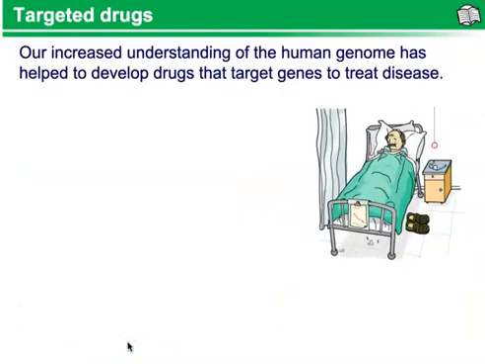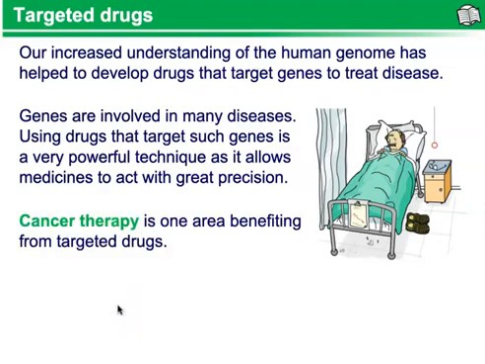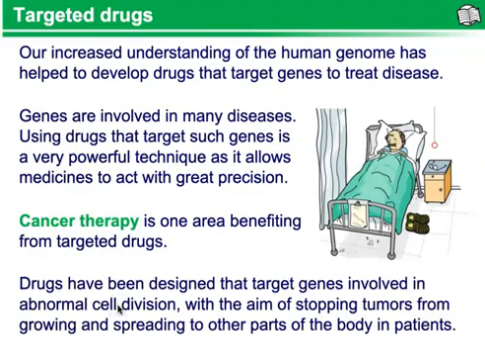Targeted drugs. Our increased understanding of the human genome has helped to develop drugs that target genes to treat disease. Genes are involved in many diseases. Using drugs that target such genes is a very powerful technique as it allows medicines to act with great precision. Cancer therapy is one area benefiting from targeted drugs. Drugs have been designed that target genes involved in abnormal cell division, with the aim of stopping tumors from growing and spreading to other parts of the body in patients.